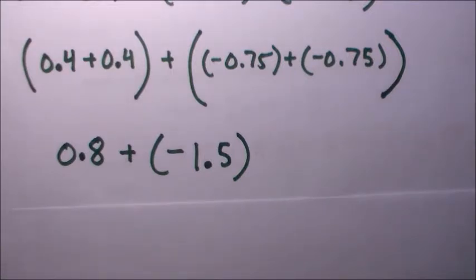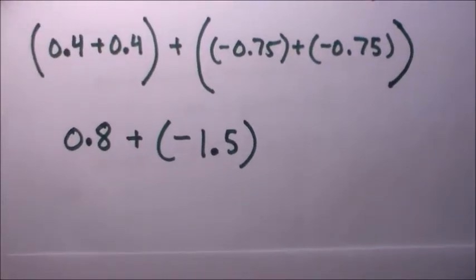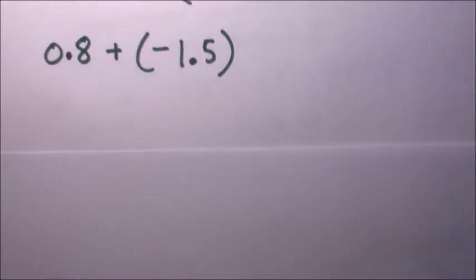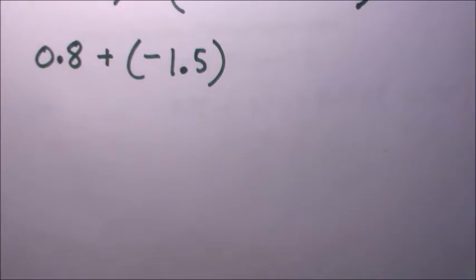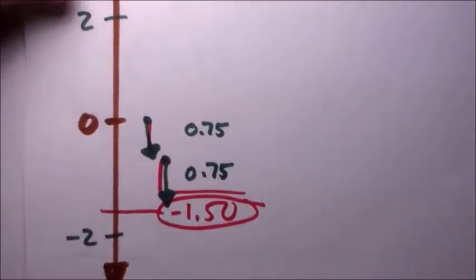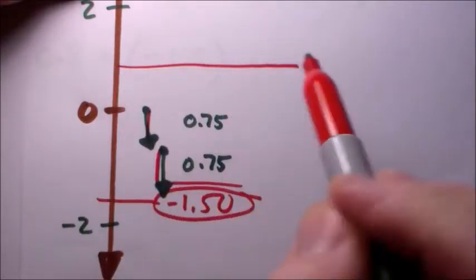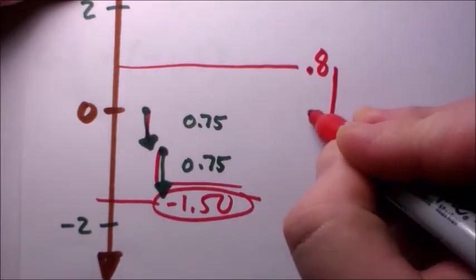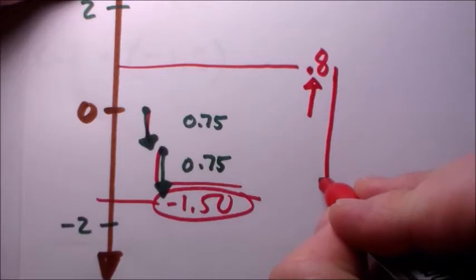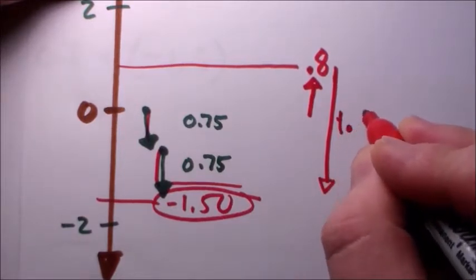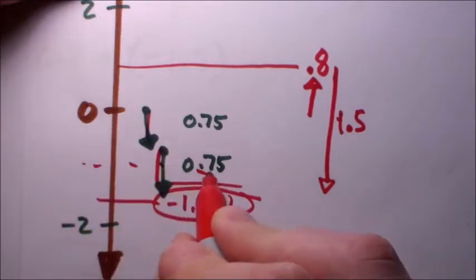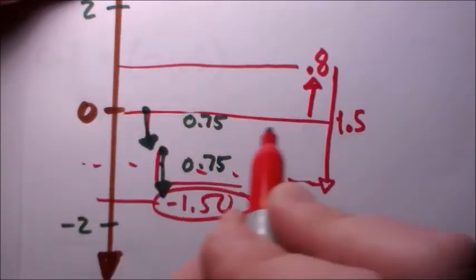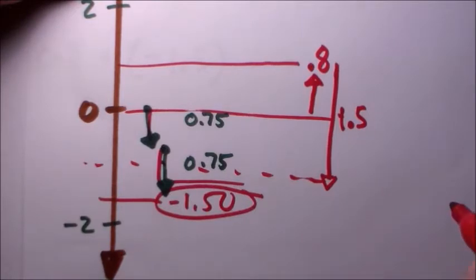Now, what do we do? How do we go forward now? We have positive 0.8 plus negative 1.5. So if we draw it out on the number line, and I guess we'll just use this number line again, we have positive 0.8, so that's there. We go up to 0.8, and then minus 1.5. And where do we end up after we go up 0.8 and then down 1.5?